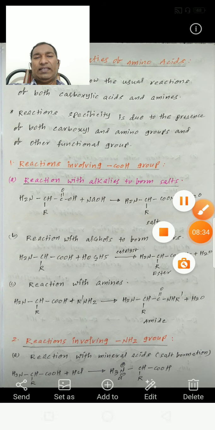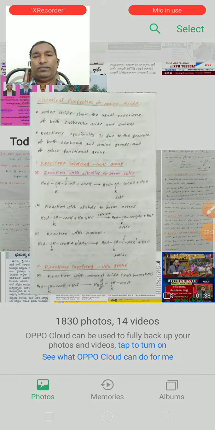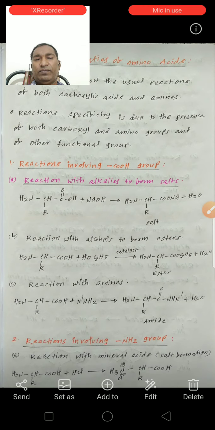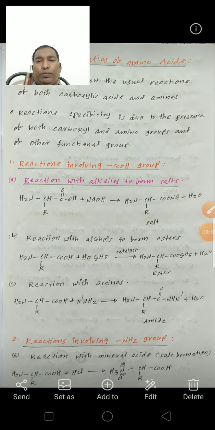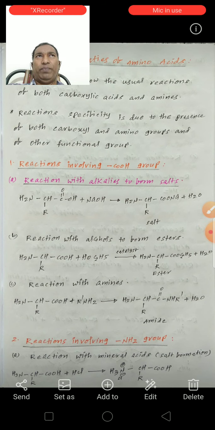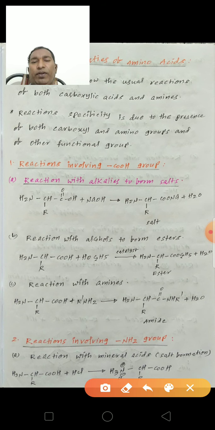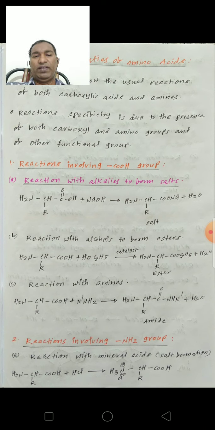Next, reactions involving the NH2 group. The NH2 group is a basic group, because nitrogen contains one lone pair of electrons, so it can donate easily to the acidic form. So this is the basic nature. These are the reactions involving the NH2 group.